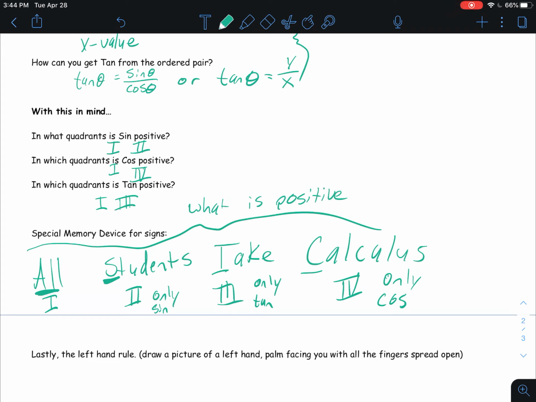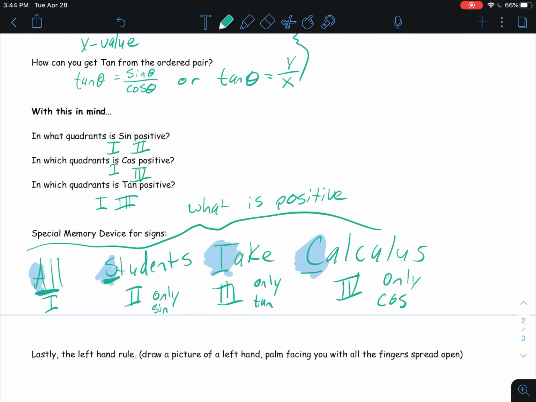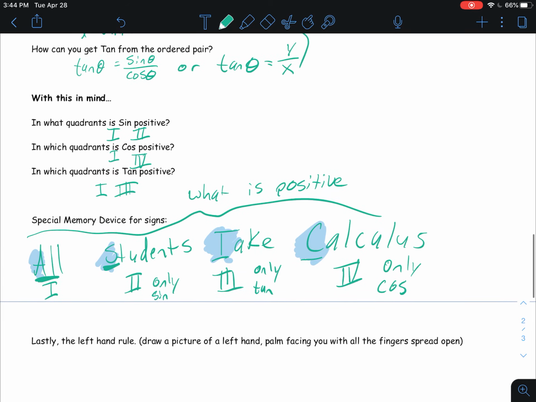So all of them are positive in the first quadrant. Sine is the only one positive in the second quadrant. Tangent is the only one in the third quadrant. And then cosine is the only one in the last quadrant, guys. So it all is dependent on the first letter. If you guys think of any fun, cool, creative ones for memorizing the positive ones, please let me know. I'd love to know some other ones that you guys might like.